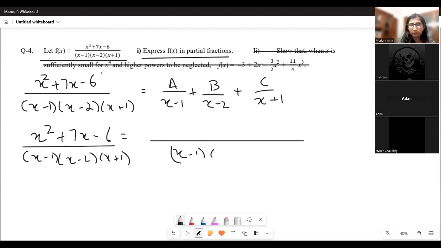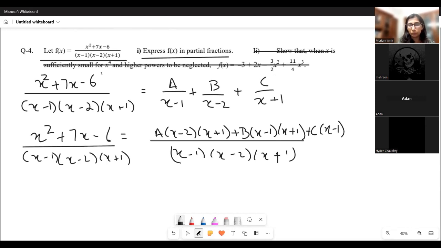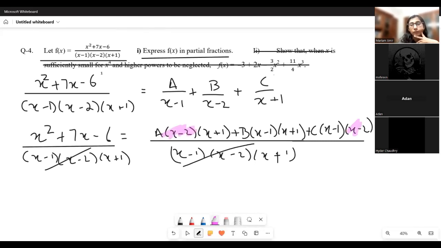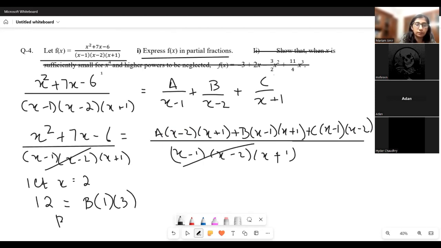So x minus 1, x minus 2, and x plus 1 would be the LCM. A times x minus 2, x plus 1, plus B times x minus 1, x plus 1, plus C times x minus 1, x minus 2. Okay. Cancel out the denominator, and then I'm going to start with the substitution. I'm going to take x equal to 2 first, so that this becomes 0 and this becomes 0, and we'll be able to find the value of b. So let x equal 2. So we have 2 squared plus 7 times 2 minus 6, that is 12, equals a becomes 0, b would be b times 2 minus 1 is 1, and 2 plus 1 is 3. And then the C term is 0, so B comes out to be 4.